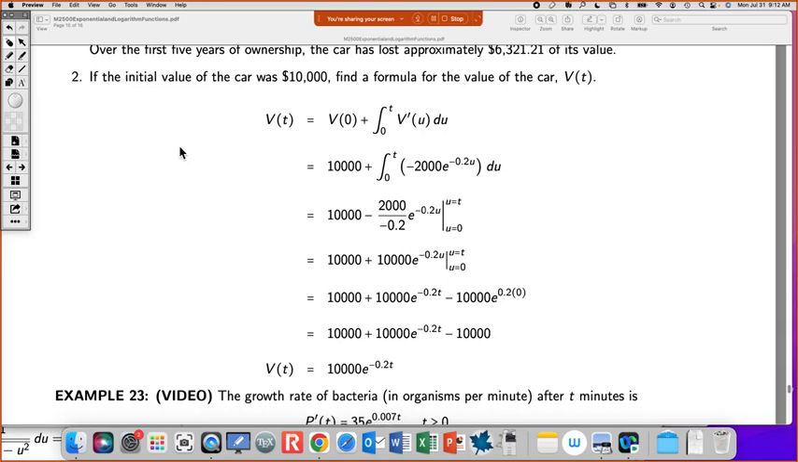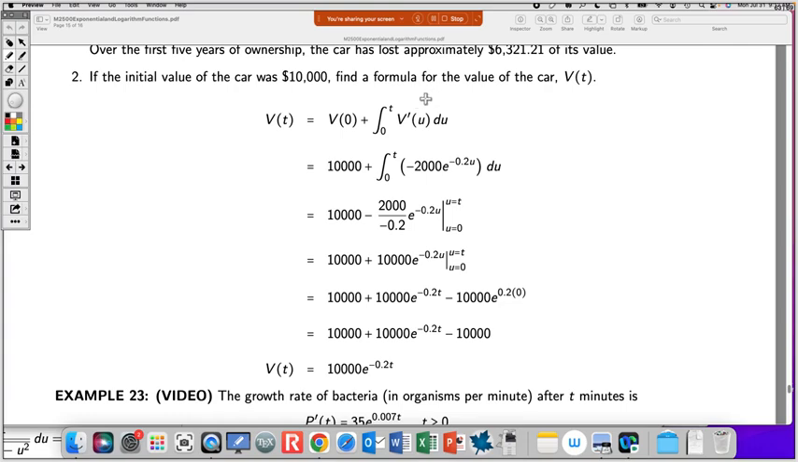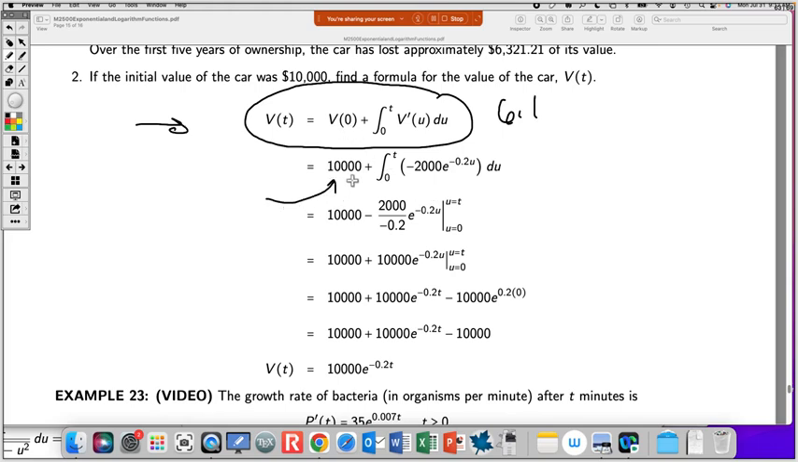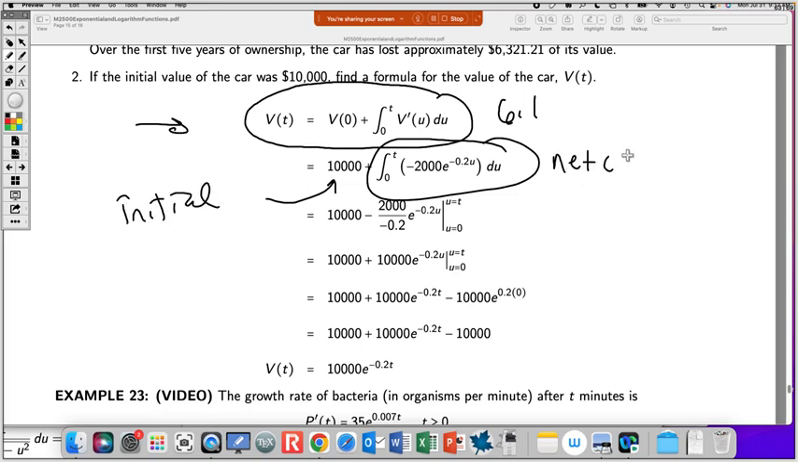If the initial value of the car was $10,000, find a formula for the value of the car, v of t. And so this is exactly the kind of thing we did last week. This is from the section 6.1 stuff. You've got your initial value of the car. So that's your initial value times your net change.